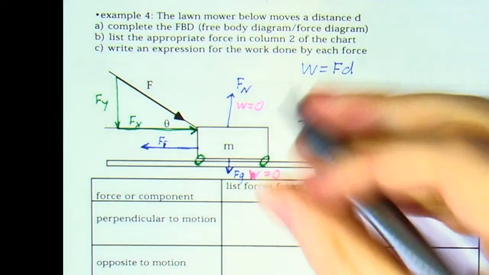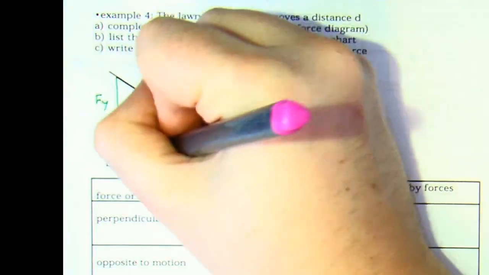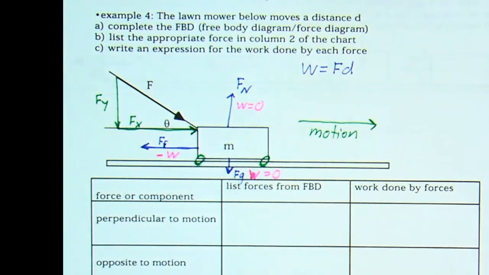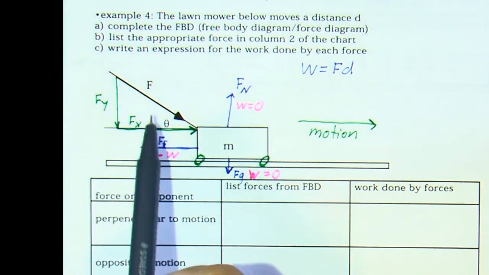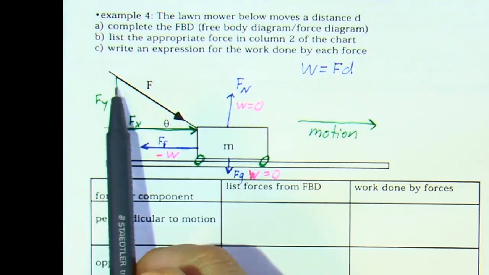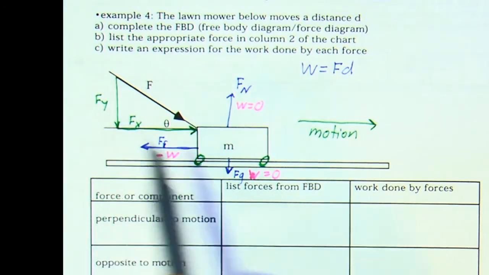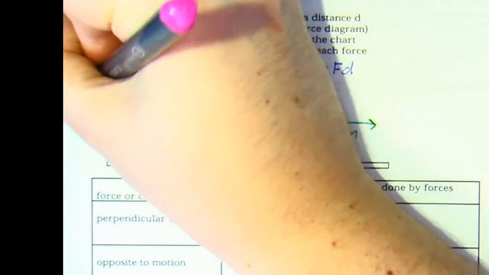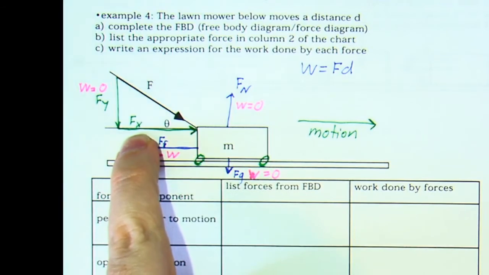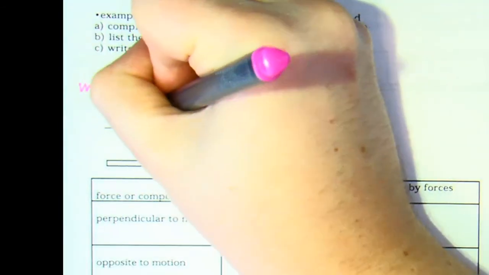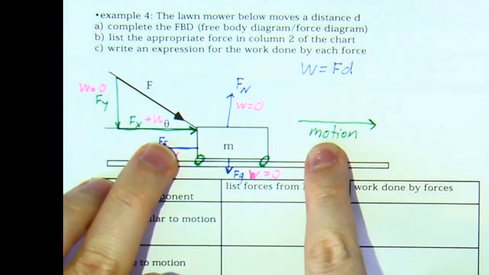And the force of friction here, this is going to be negative work. Well, the question is, what here is actually doing work? The Fy component that's pushing the lawnmower down into the ground, but the lawnmower isn't dropping, so there's no work being done here either. But what is going to contribute to the work is this Fx here. This guy's going to give us positive work because the lawnmower is moving to the right, and that force is acting to the right.